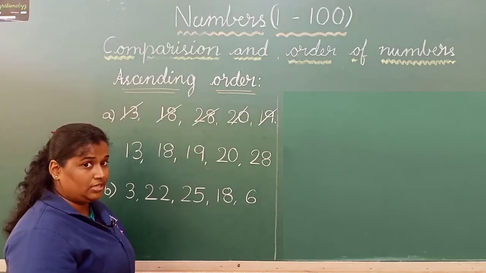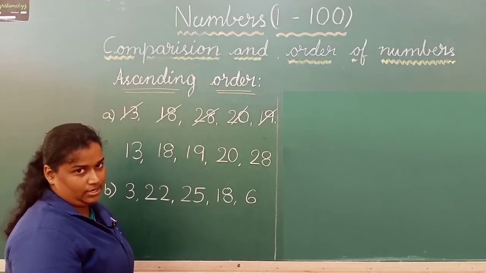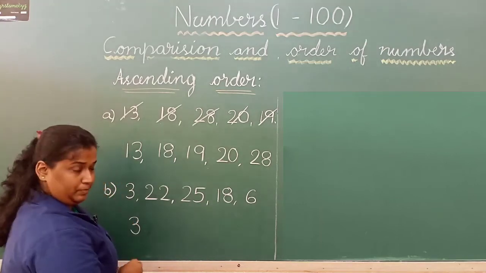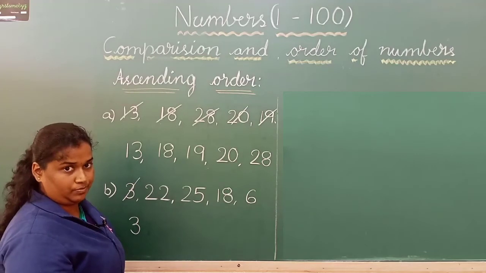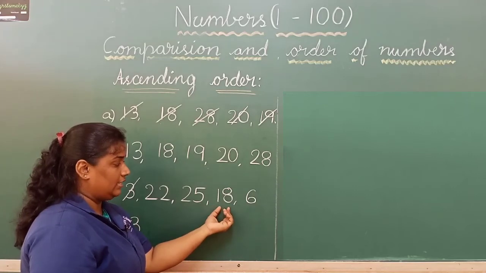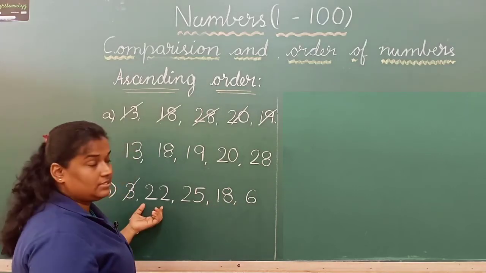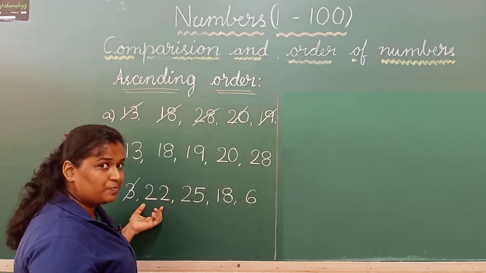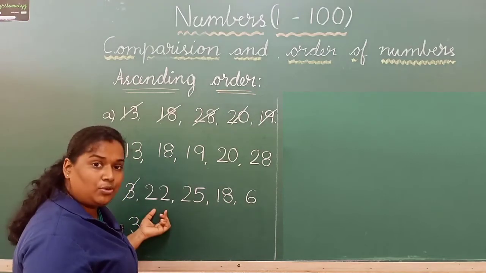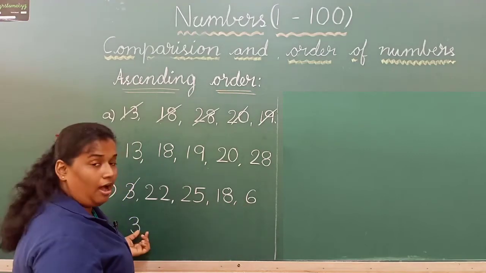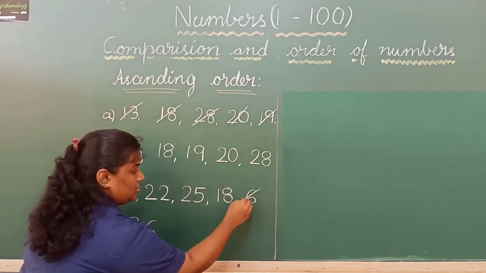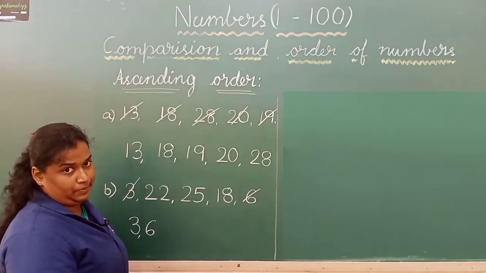So in ascending order, first we have to write the smallest number, that is, in this question, number 3. Strike it out from the question. Now the remaining numbers are 22, 25, 18 and 6. Among these numbers, which is smaller? Yes, 6 is a 1-digit number, which is smaller than the 2-digit numbers. So 6 comes after 3 in this ascending order. Strike it out after writing it in the answer place.